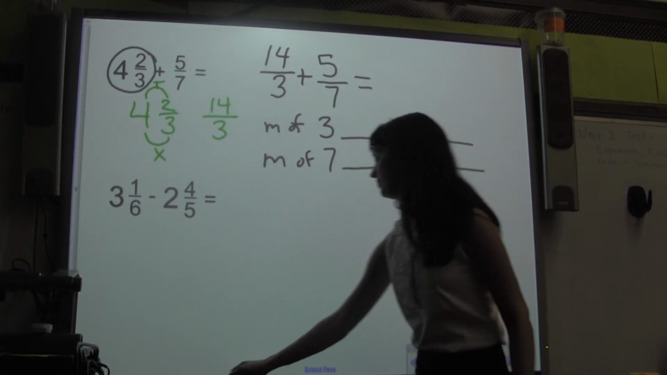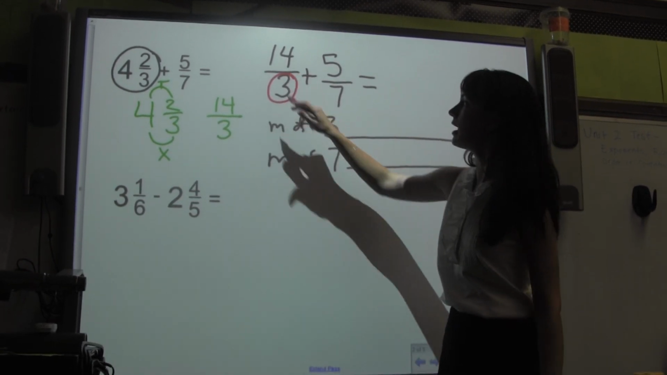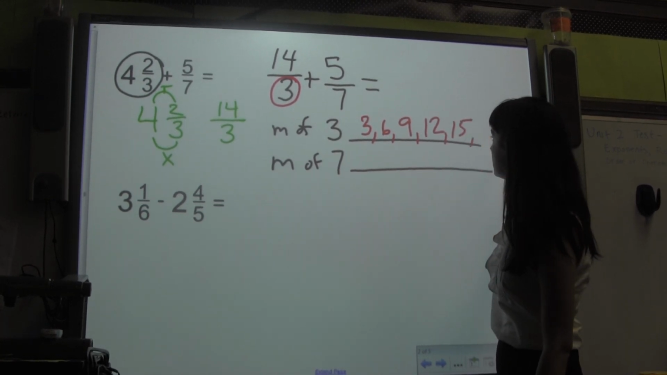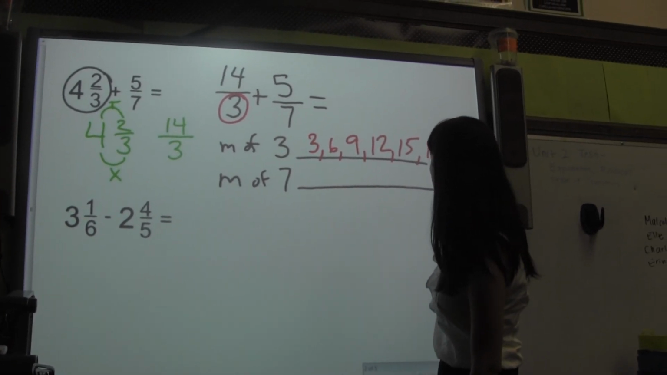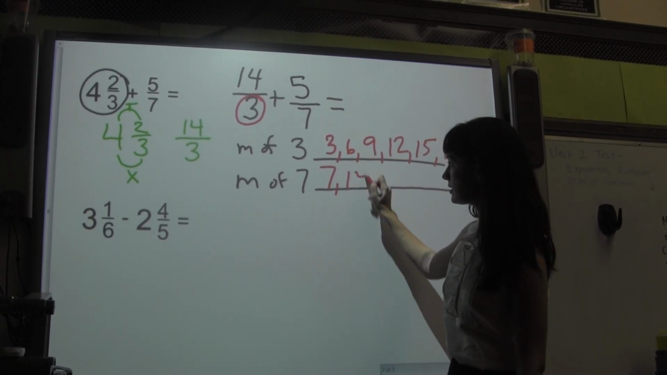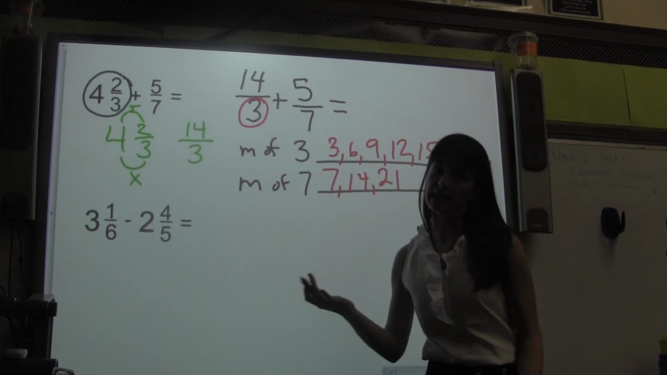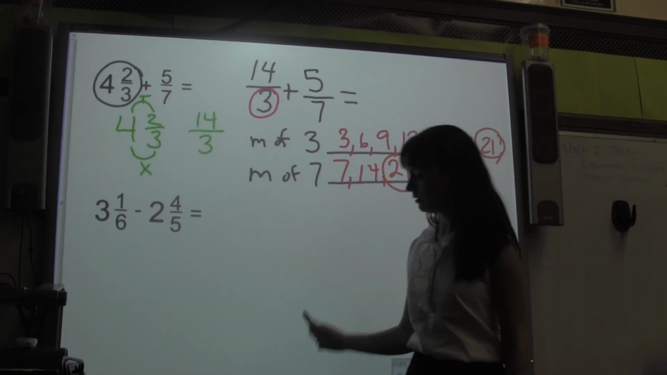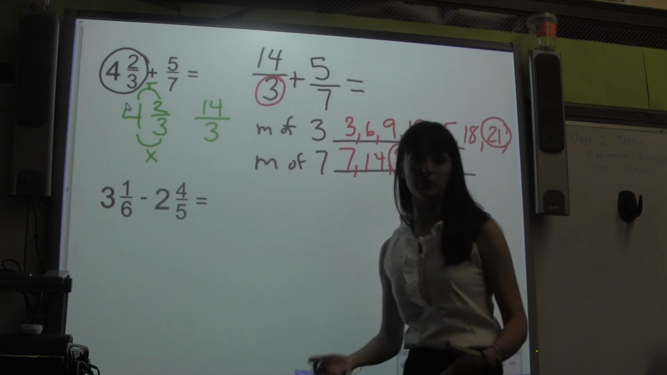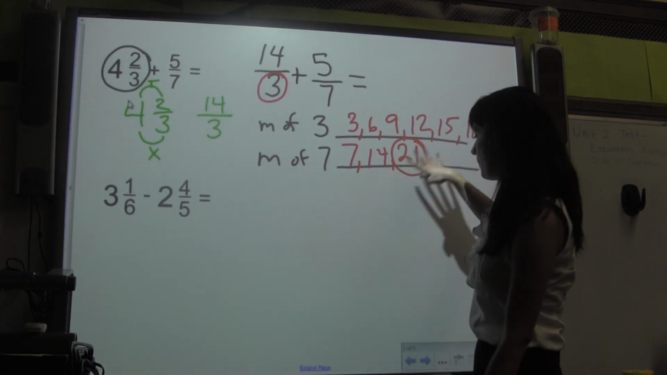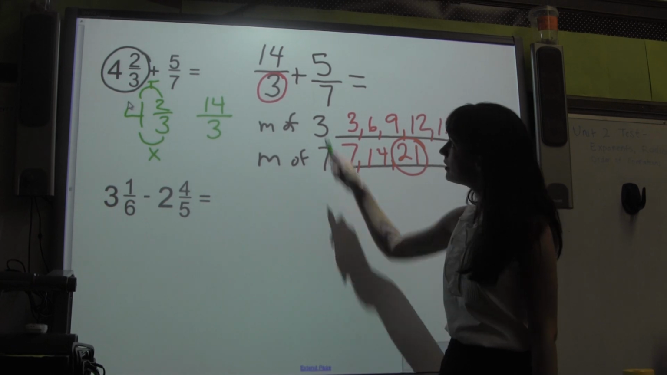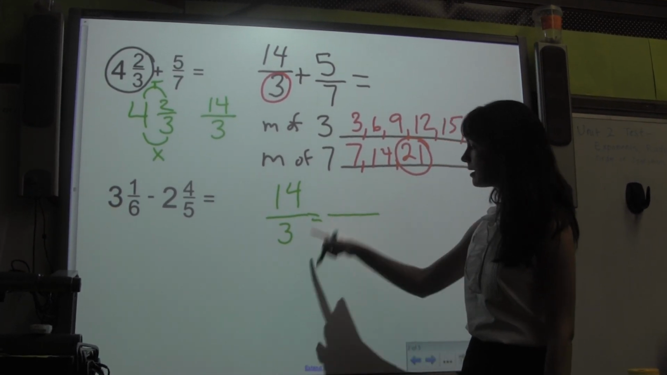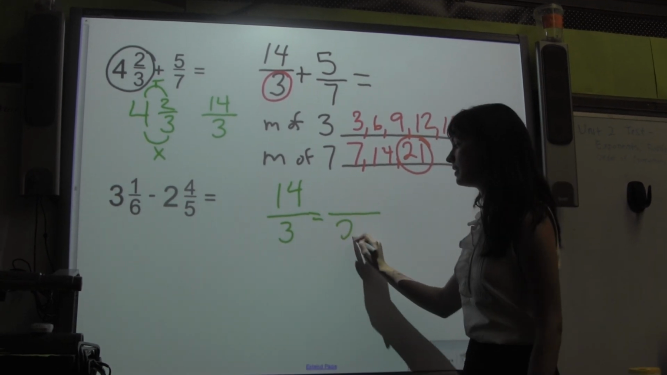So I'll list the first couple for 3, because that's my first denominator. 3, 6, 9, 12, 15, 18, 21. And for 7, 14, 21. And I very quickly can see that my common denominator is right here at 21. So again, I'm going to have to rewrite my fractions using this common denominator. I'm going to take my first one, 14/3, and make it equivalent to the same fraction with 21 now as my denominator.